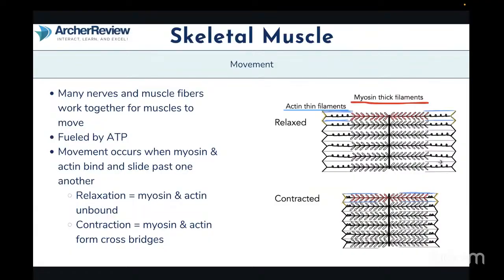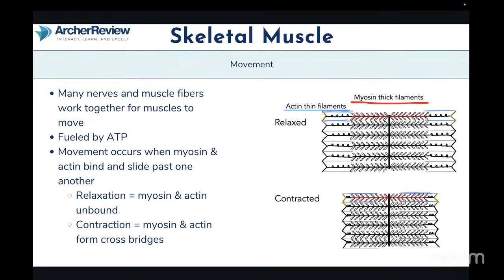So what does that look like? How does contraction happen? And how does that have anything to do with this stuff called actin and myosin? Well, first and foremost, many nerves and muscle fibers work together in order for muscles to move, right? If nerves is the communication system, muscles don't know when to move, how to move, when to contract without being communicated with by the nerves. So they work together. And this system is fueled by ATP, energy, which is generated through cellular respiration.